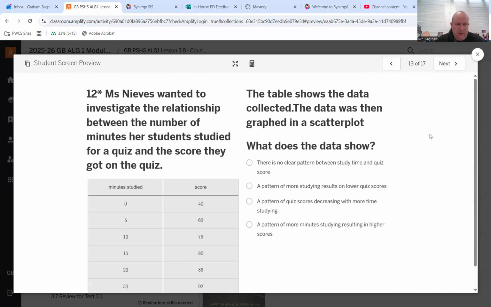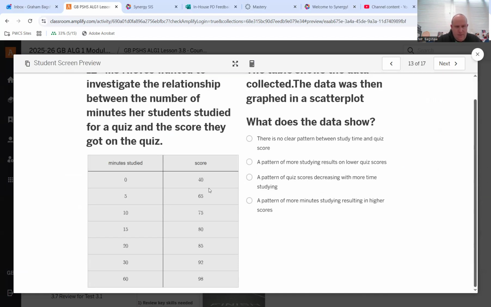Miss Nieves wanted to investigate the relationship between the number of minutes her students studied for a quiz and the score they got on the quiz. So, certain people responded here. It looks like they've been sorted by time, so least amount of time to the most amount of time. Looks like the scores are generally going up for this one. So, what does the data show?